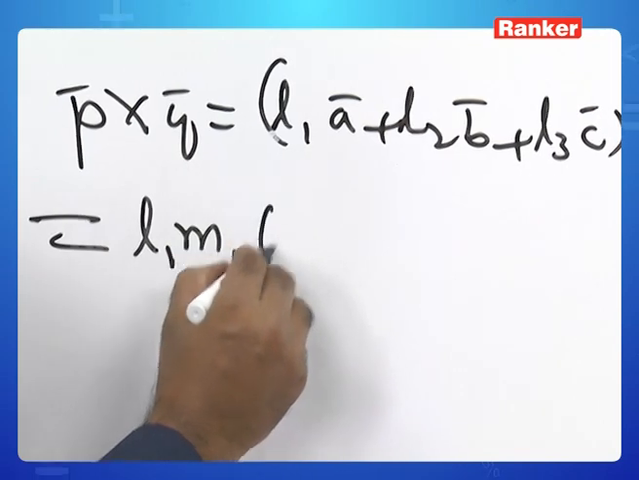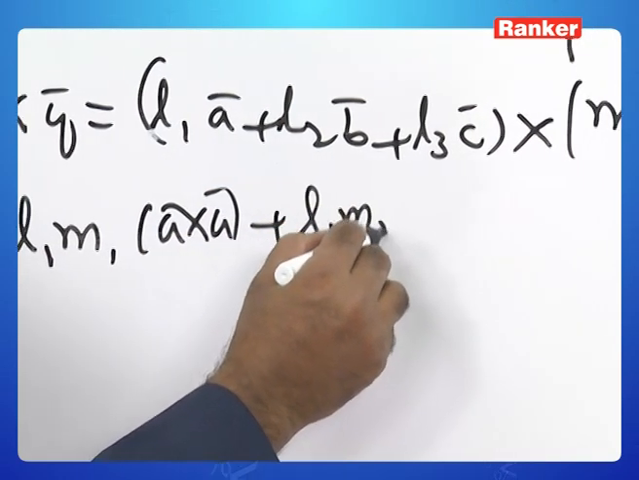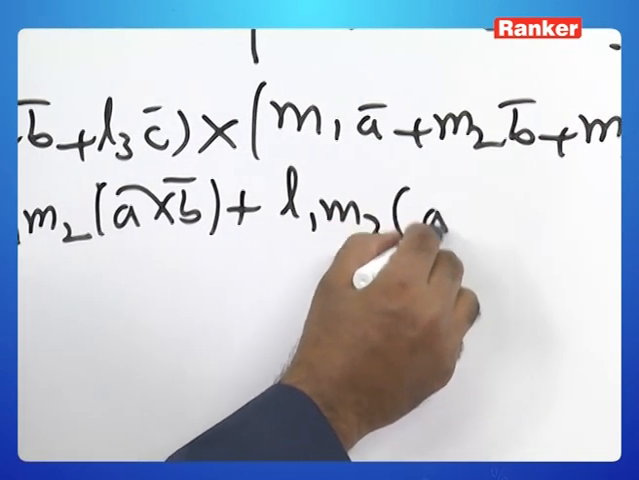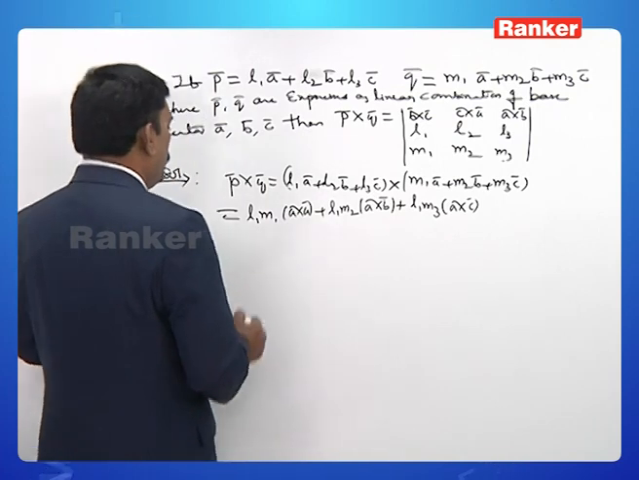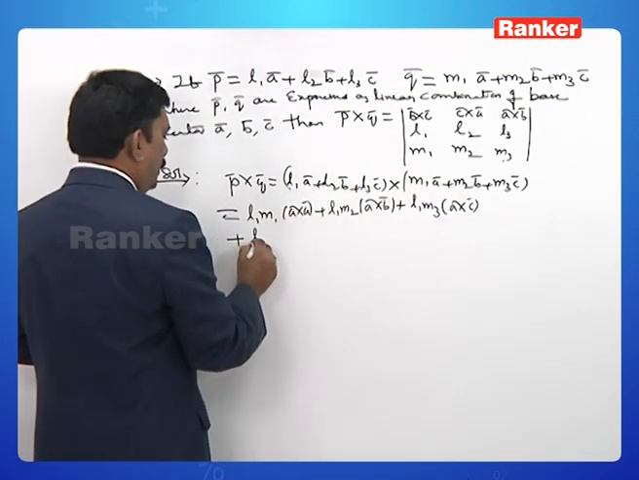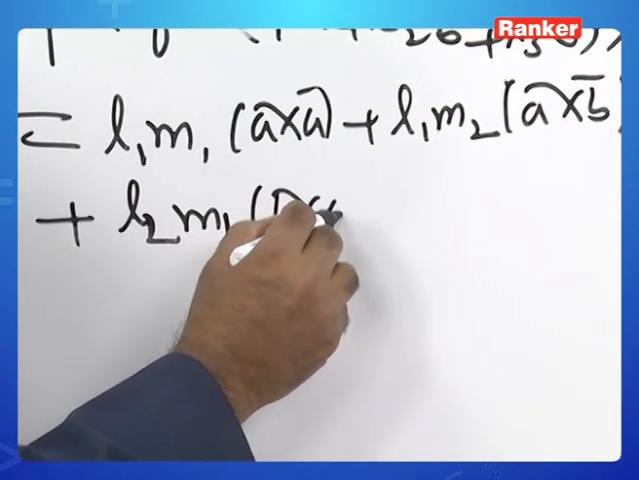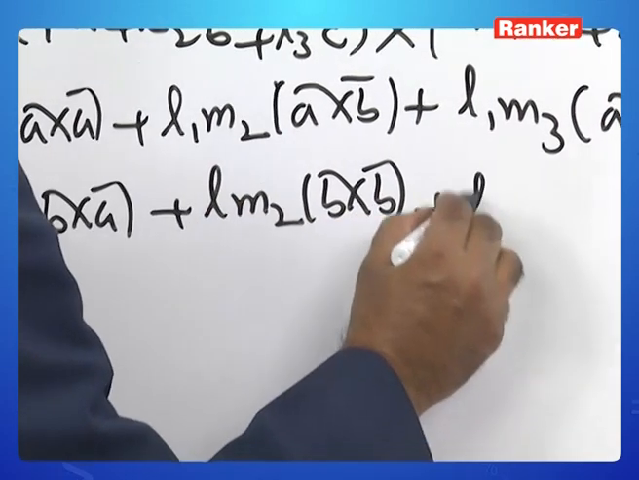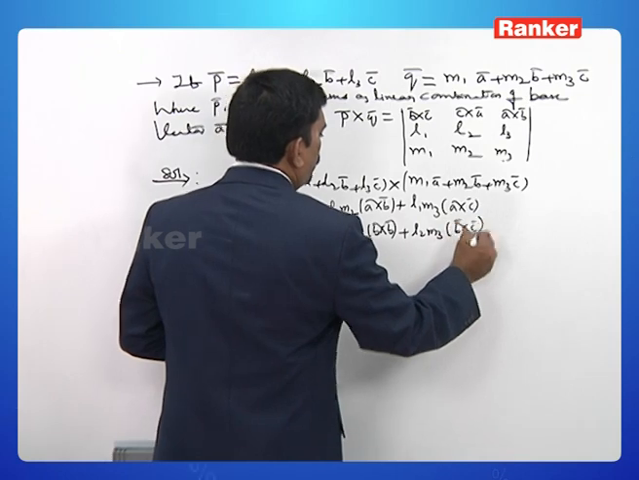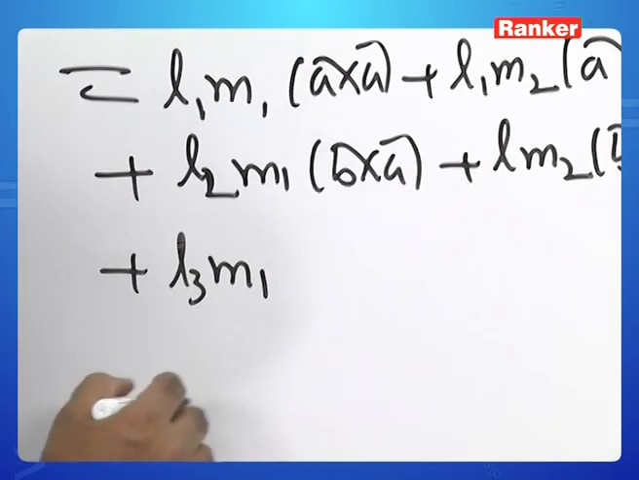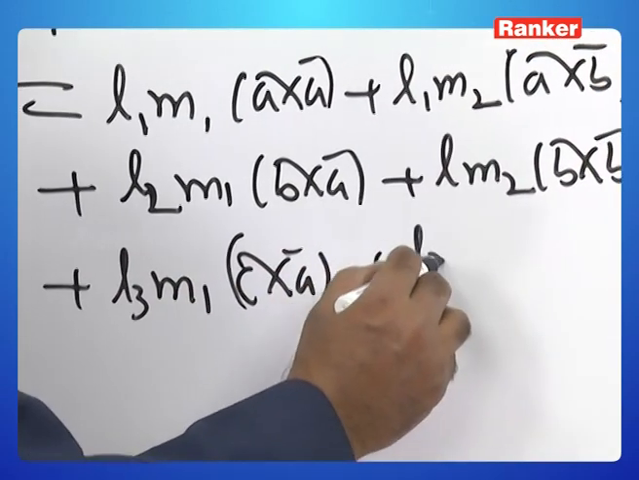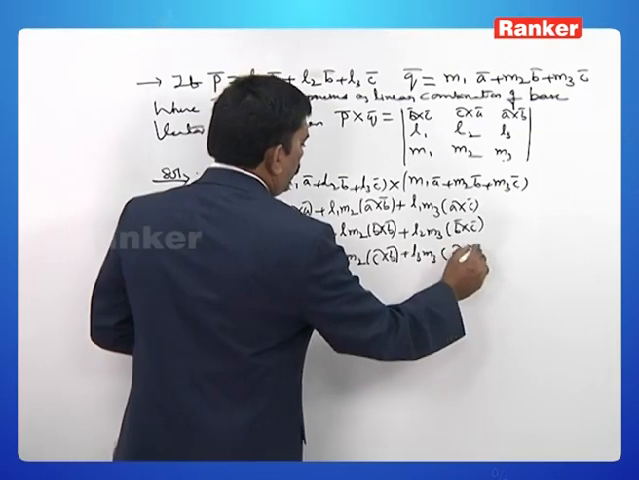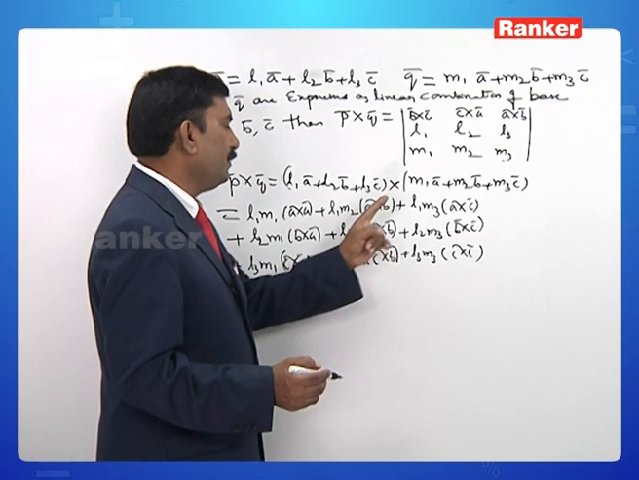So therefore L1 M1 into A bar cross A bar, L1 M2 into A bar cross B bar, L1 M3 into A bar cross C bar, plus L2 M1 into B bar cross A bar, L2 M2 into B bar cross B bar, next L2 M3 into B bar cross C bar, plus L3 M1 into C bar cross A bar, L3 M2 into C bar cross B bar, L3 M3 into C bar cross C bar. This is equal to 0, this is equal to 0, this is equal to 0.